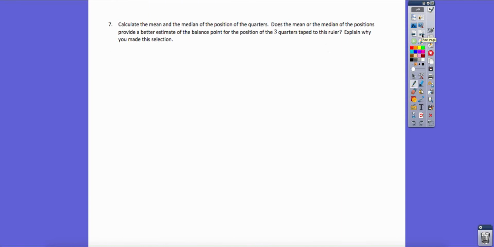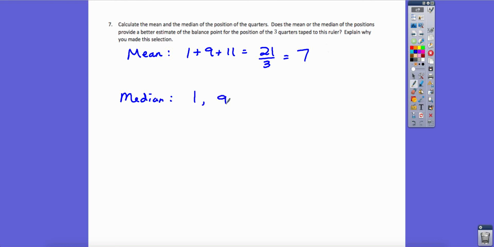Okay, so for number 7, it says calculate the mean and the median of the position of the quarters. So the mean is 1 plus 9 plus 11, which is 21, and I can divide that by 3. And so the mean is 7. The median is just these three numbers, 1, 9, 11, and the middle number. So the median is 9.